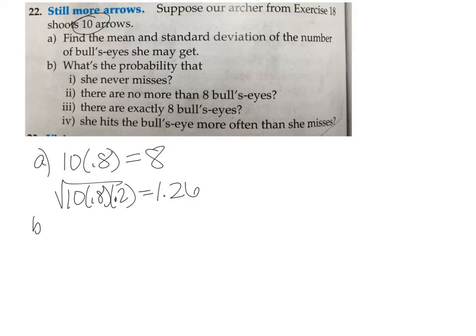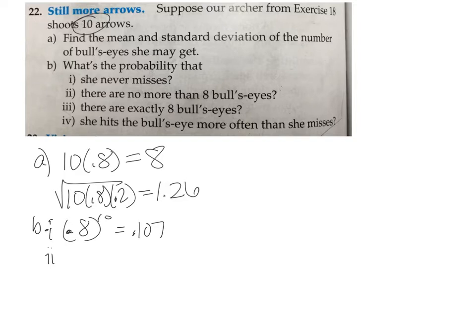So B, what's the probability that she never misses? Meaning she made all 10 arrows, so that's 0.8 to the 10th, which is 0.107. So never missing is the probability of making all 10 shots, so 0.8 to the 10th.